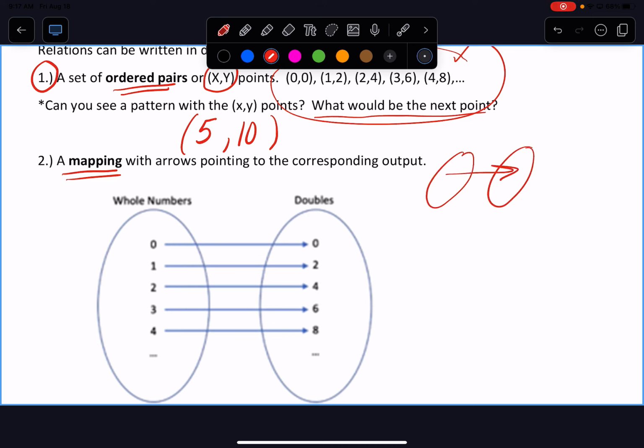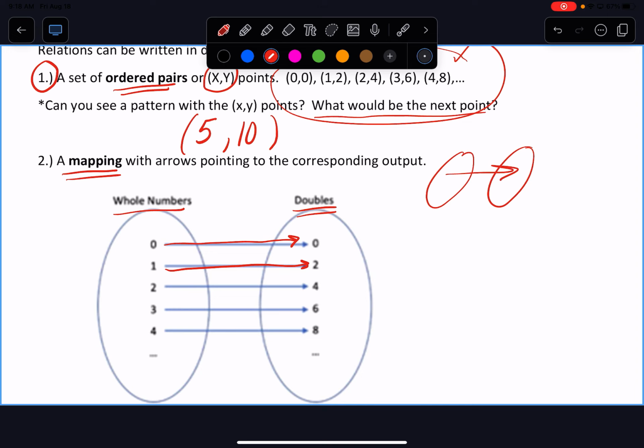Notice right here, they're just saying in this circle we have whole numbers, and we're going to double them, and then they point their arrows. So we double 0, and it becomes 0. You guys see how easy this is? It's just remembering what a mapping means. 1 doubled is 2. 2 doubled is 4. 3 doubled is 6.